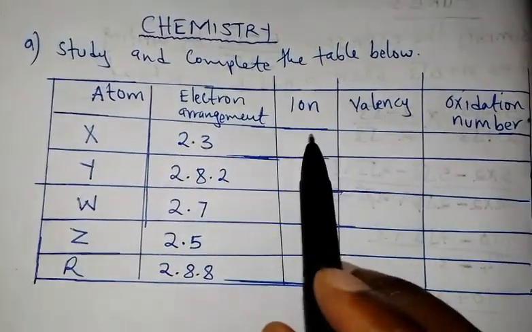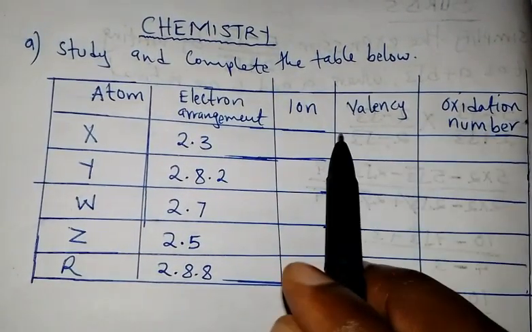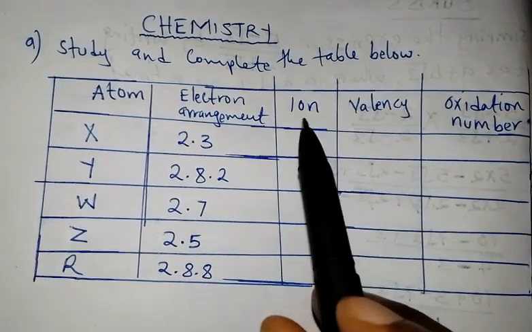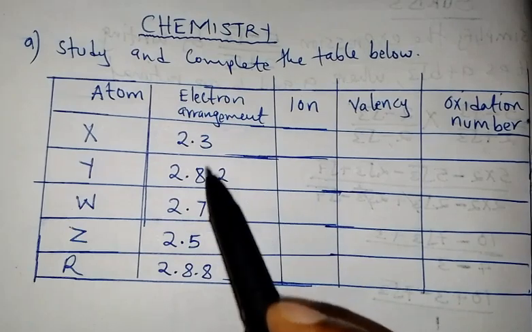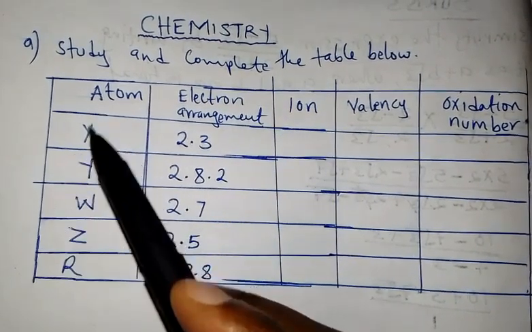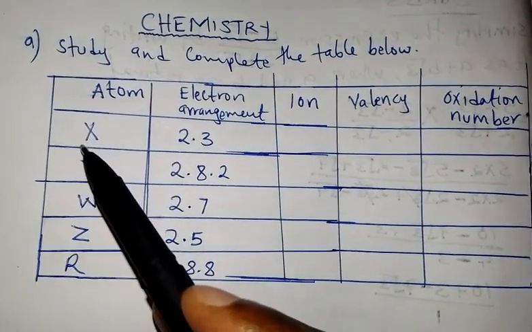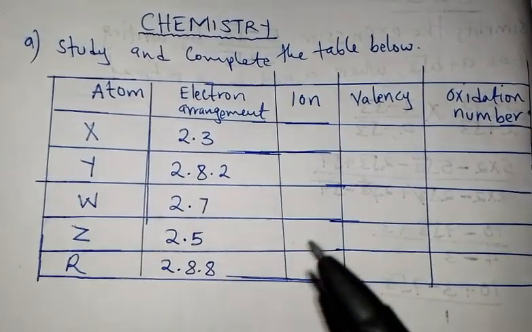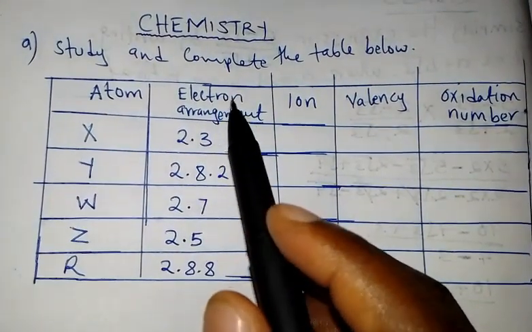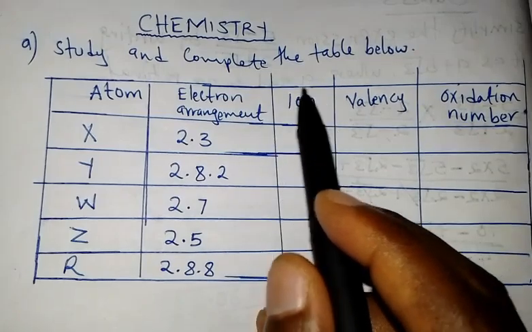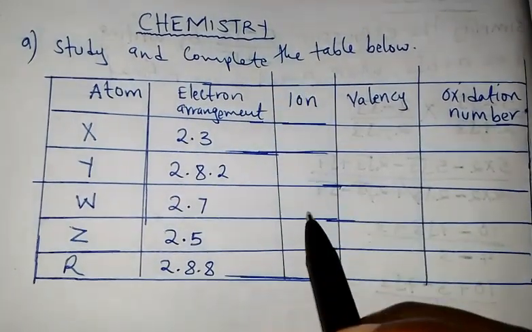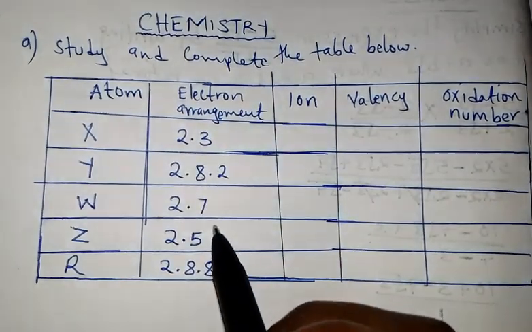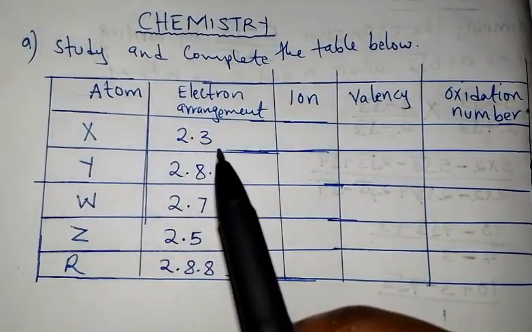So even before we look at how we are supposed to fill the three columns that we have here, we need to understand that the symbols that we have here do not represent the actual symbol of the elements. So for us to be able to fill the ion column, first of all we need to understand the electron arrangement of each and every atom that we have here.